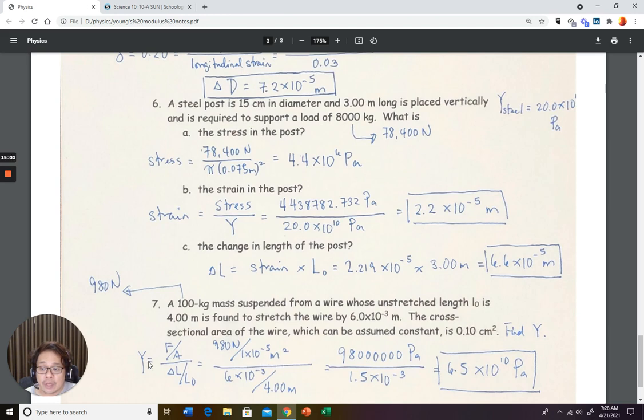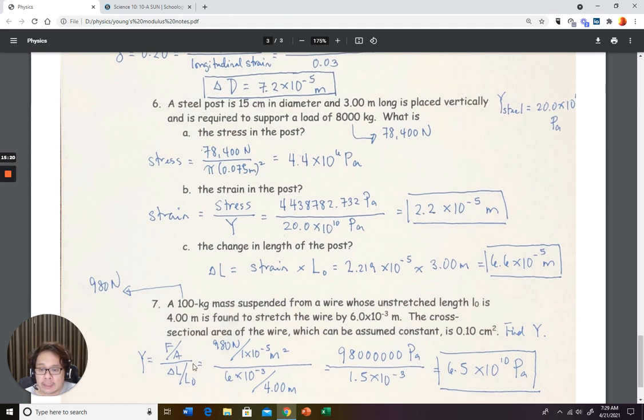So, Young's modulus lang hinahanap, F over A. So the F is 980. The area converted from 0.1, you get this. Calculate this first, you get this one. This is 98 million Pascal.